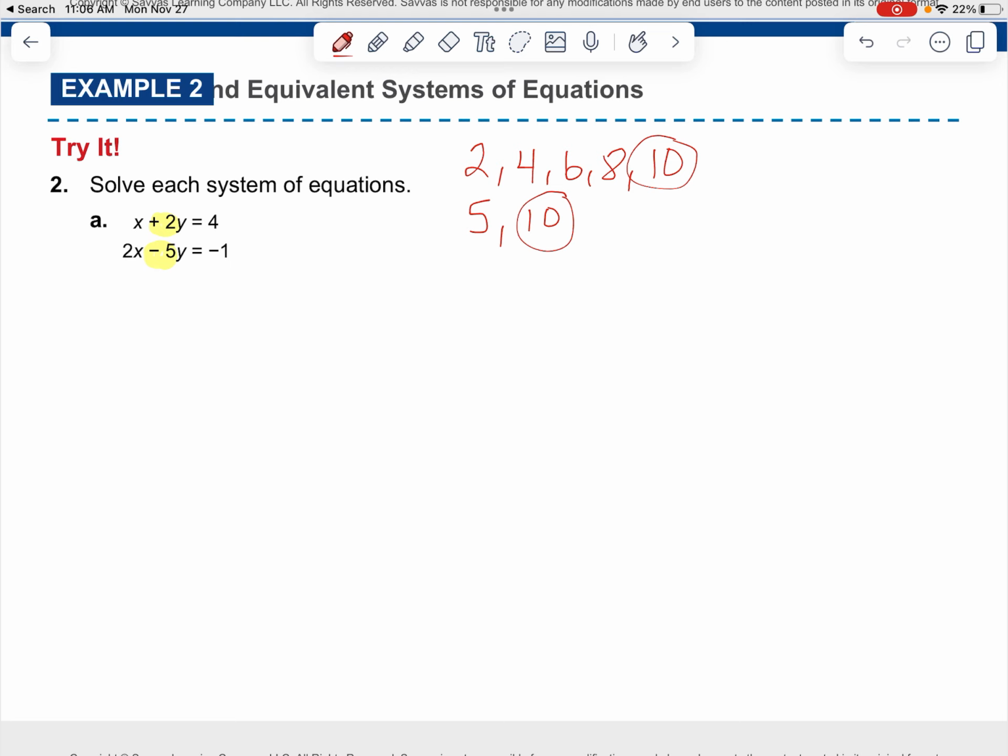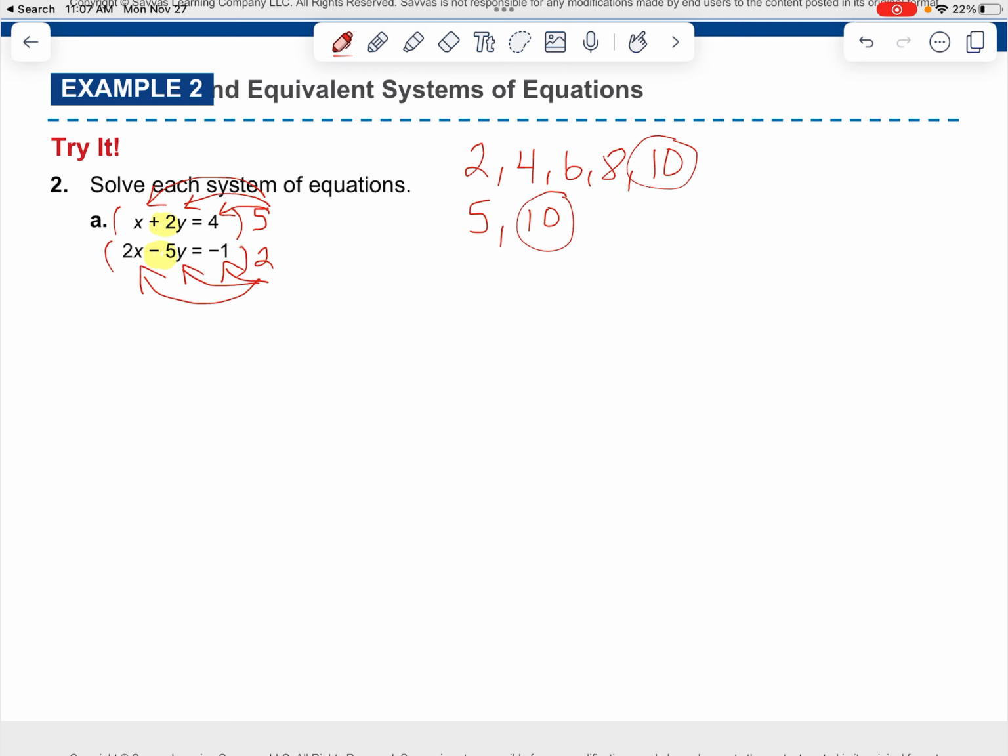So for my first equation, I would need to multiply by 5 to get a 10 there. Second equation, I would need to multiply by 2. And again, you're going to multiply 5 by every term that you see, and the same with 2. You're going to multiply it by every term that you see.